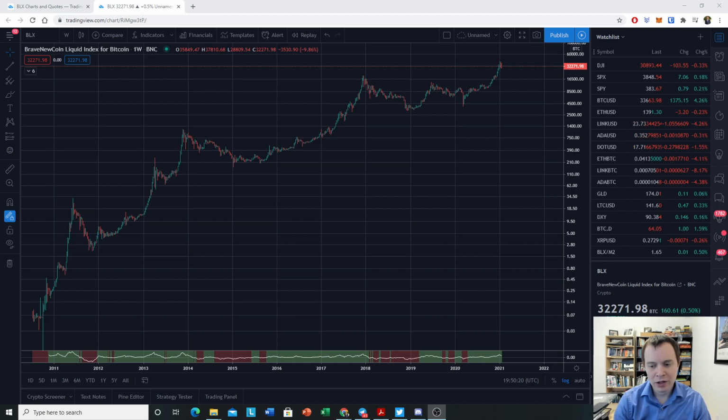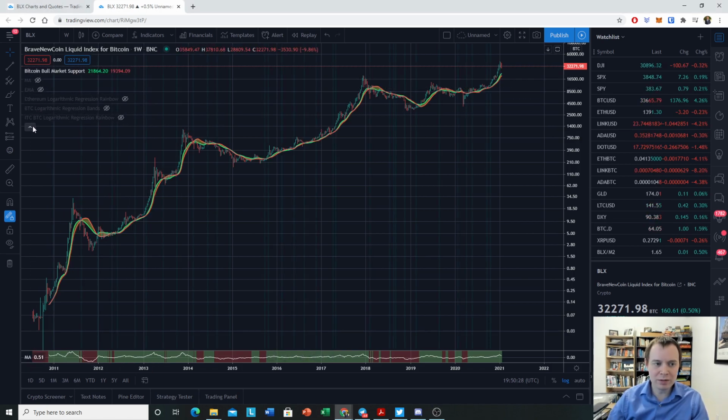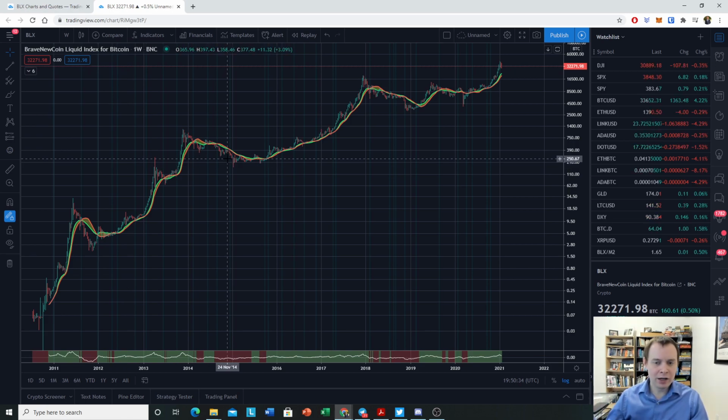Let's go ahead and jump in. So we're looking at the macro chart for the price of Bitcoin, and we've discussed before the importance of the 20-week moving average, and also the 21-week EMA if you prefer that. But again, when we're above it, generally bull market. When we're below it, generally bear market.